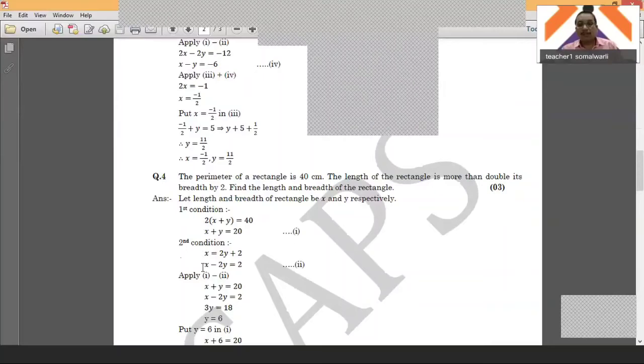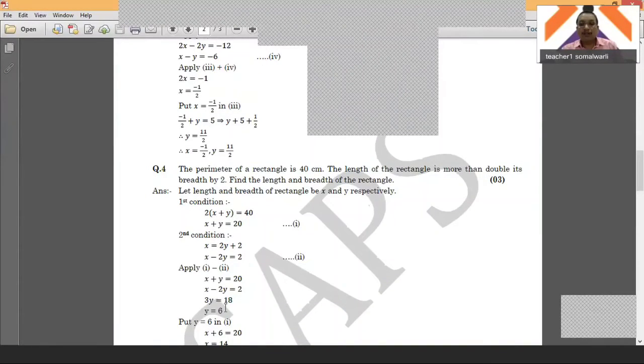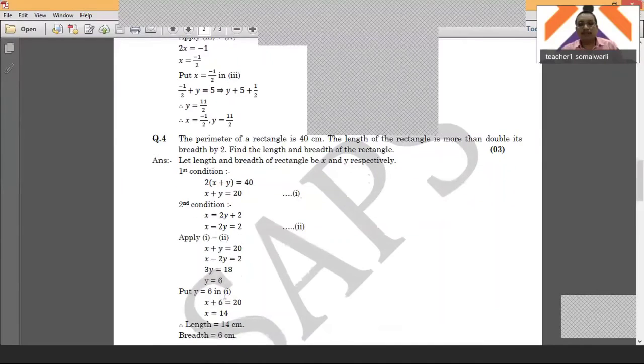x minus x cancel out. y minus of minus 2y becomes plus 2y, so y plus 2y gives 3y. And 20 minus 2 gives 18. Hence it gives 3y is equal to 18 after simplification. So y is equal to 18 upon 3, and on solving this, 18 upon 3 is equal to 6. So first we got the value of y is equal to 6.